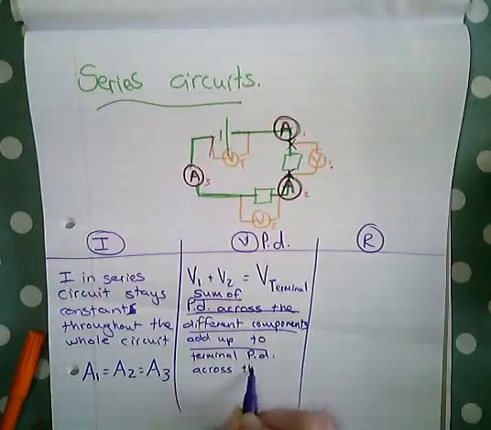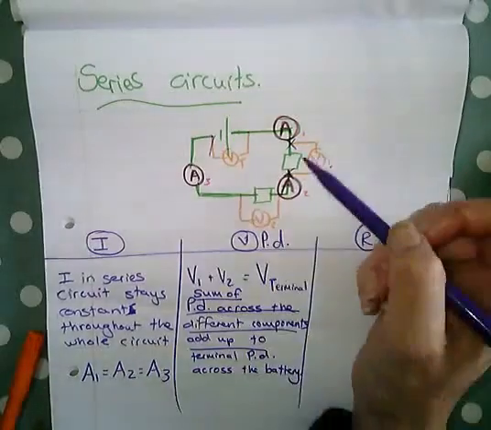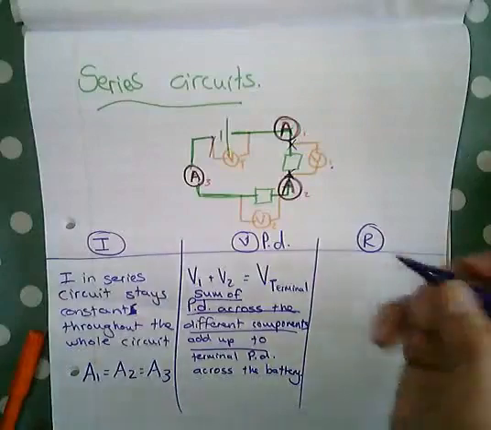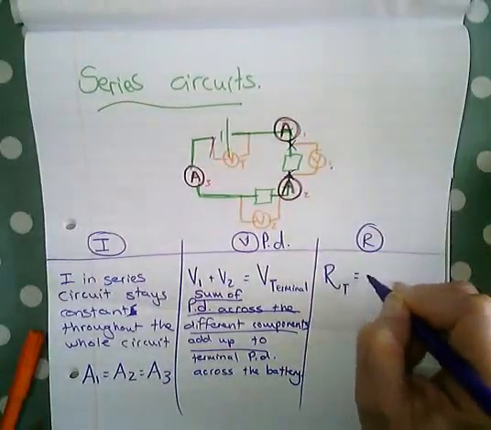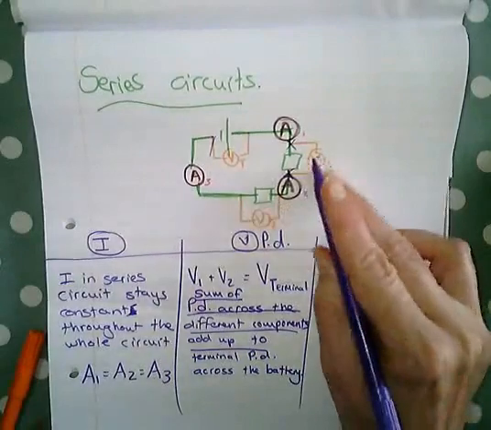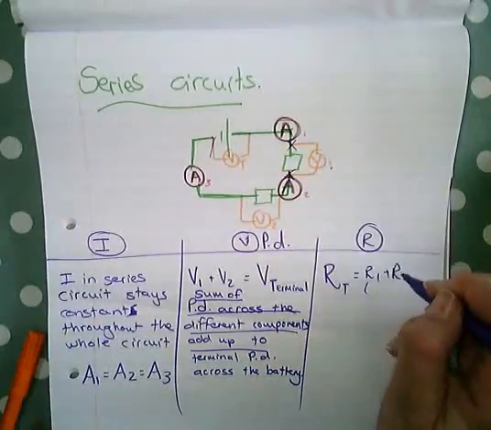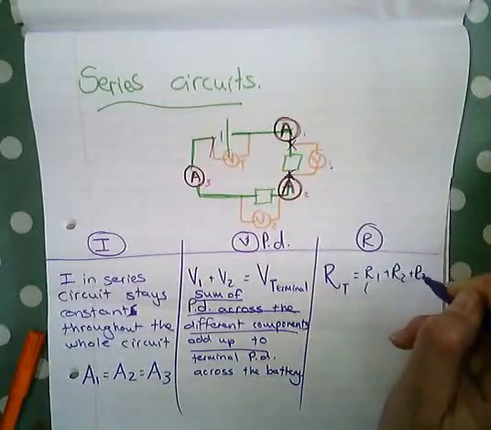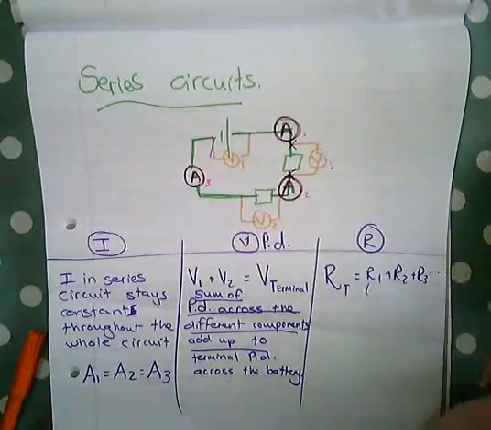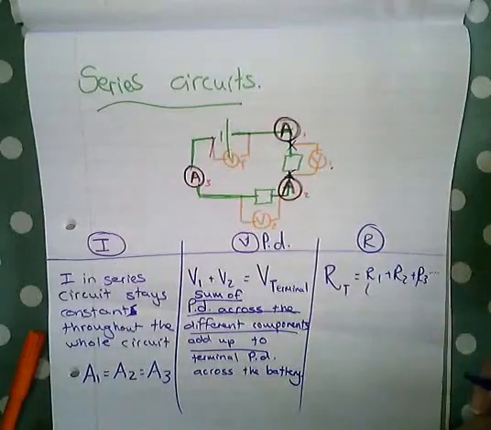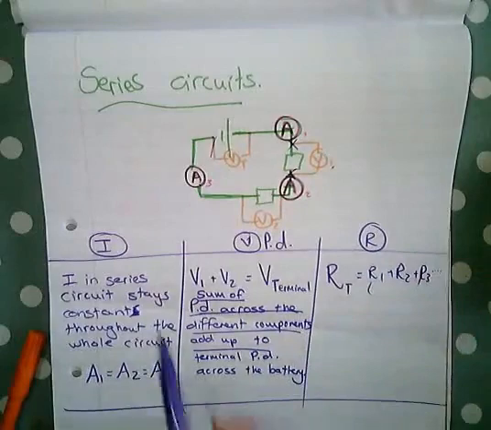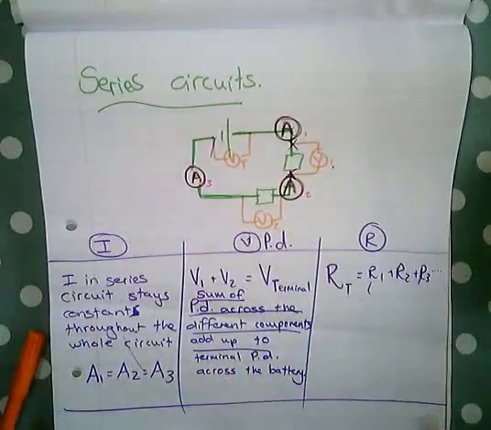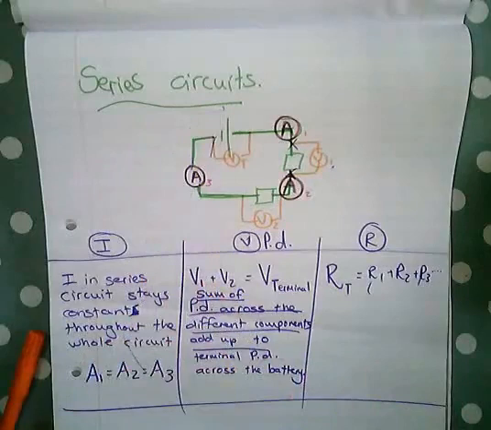Right. Then the resistance. To calculate resistance in series, we simply say the total resistance is equal to resistor 1 plus resistor 2 plus resistor 3, however many resistors there are, we just add them, to get the total resistance. So that's how each one of these works in a series circuit. It works differently for parallel.